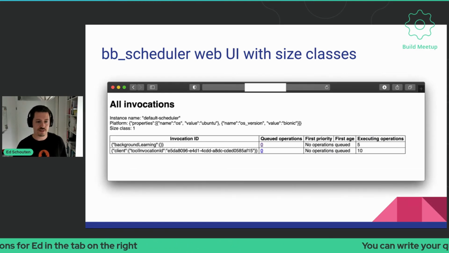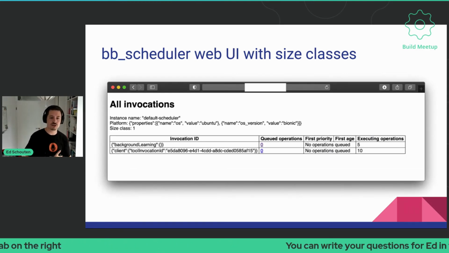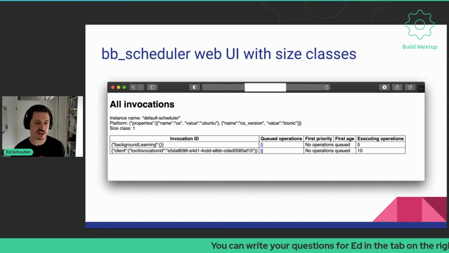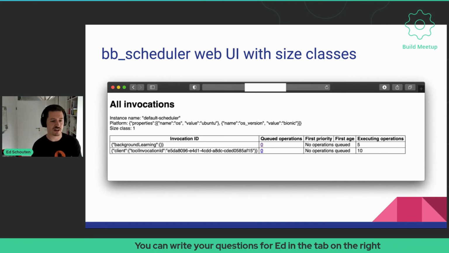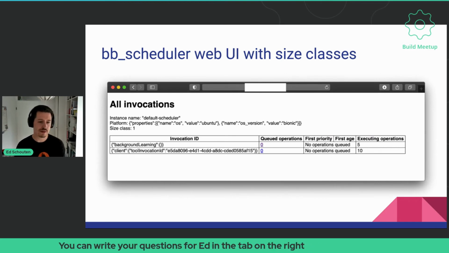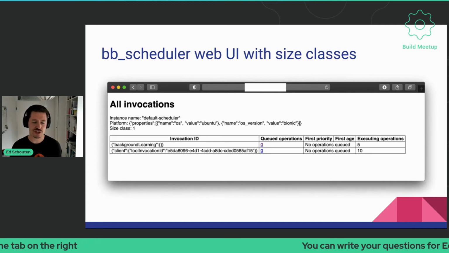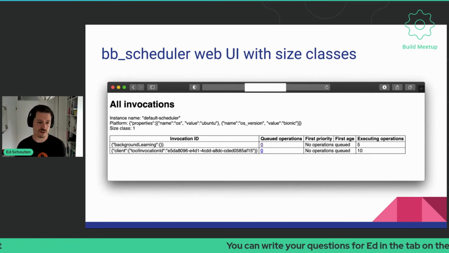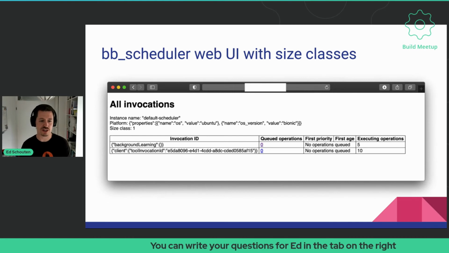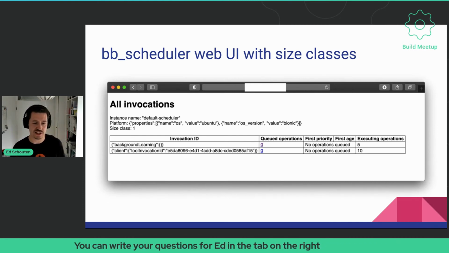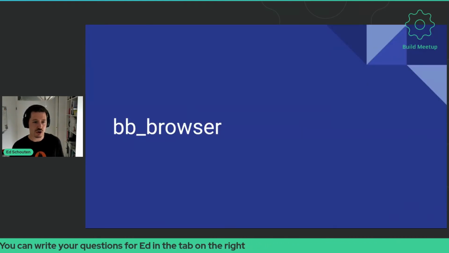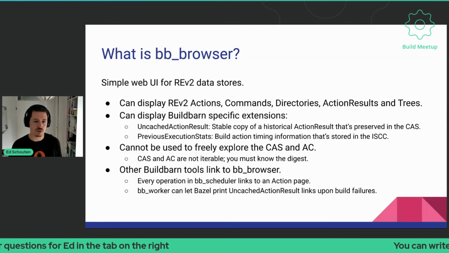I also want to show you what this background learning looks like. So now the scheduler can run some actions in the background to train them for the future. In case we have a low probability of them succeeding on a small size class, they'll show up as being in a background learning state. So they won't be associated with any given client.